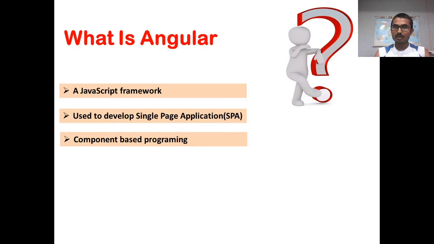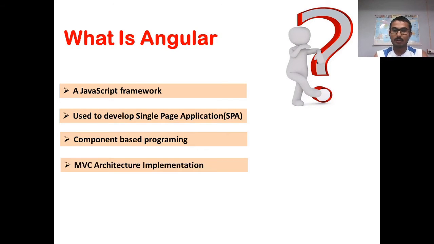A complete Angular project is component based programming. It means we have hundreds of features. We will divide our application into features, and we'll write a component for each feature, so that each component is independent and can be used independently in our application at respective places. Angular follows the model view controller architecture, MVC. As we have Spring MVC architecture, similarly Angular also follows MVC architecture. What does that mean?